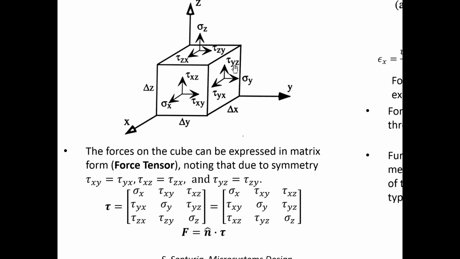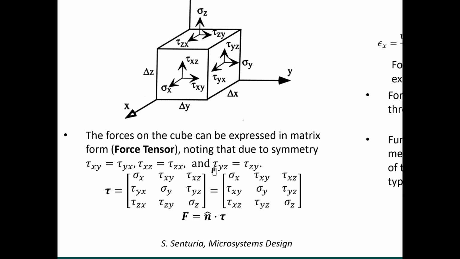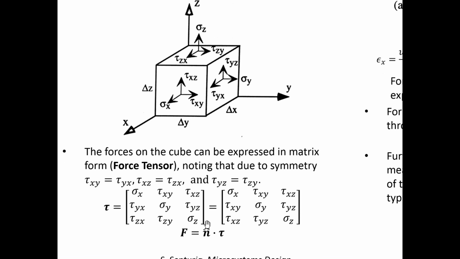Basically, the two shear force vectors on a specific surface are equal to one another. If you want to find the force on the element in a specific direction, and that direction is given by this vector n, you take the dot product of that vector n with this force tensor. This tensor is a compact way of representing all the forces that are acting on the fluid element. If you happen to be interested in the force in a certain direction, you can dot this tensor with the direction of the force that you're interested in finding.